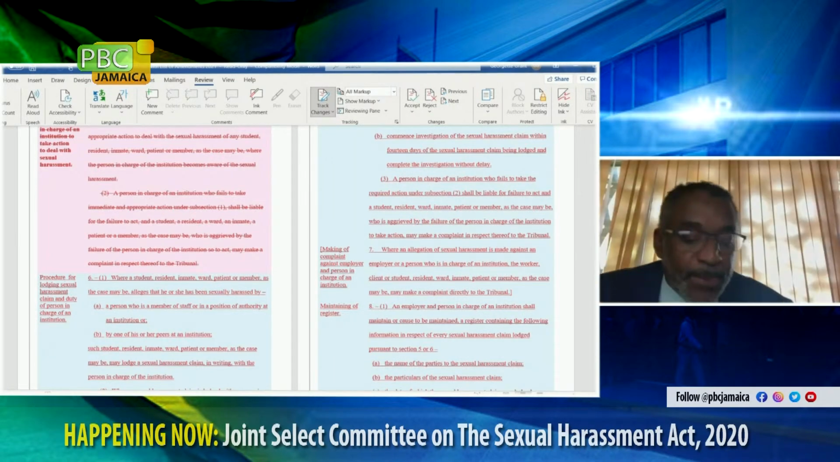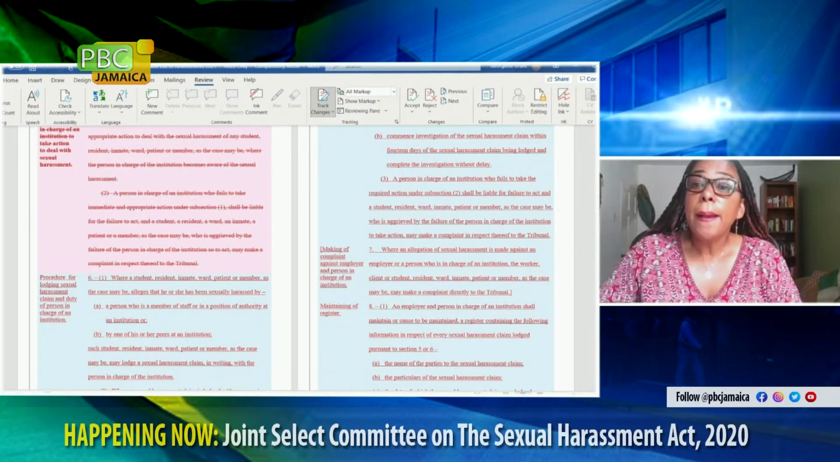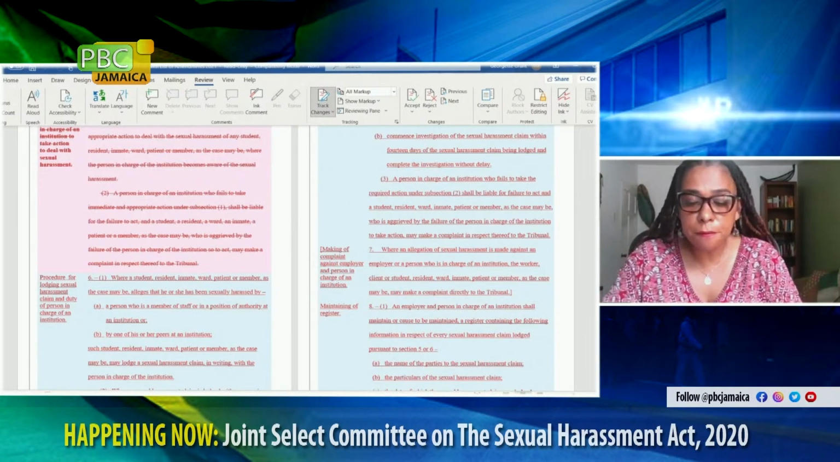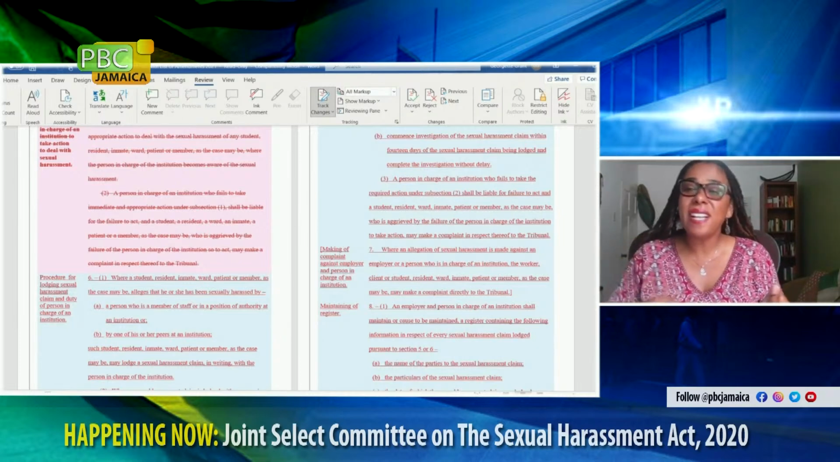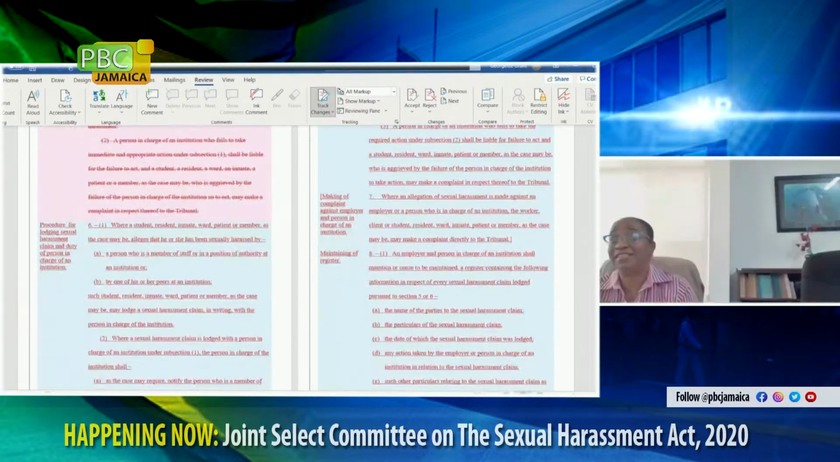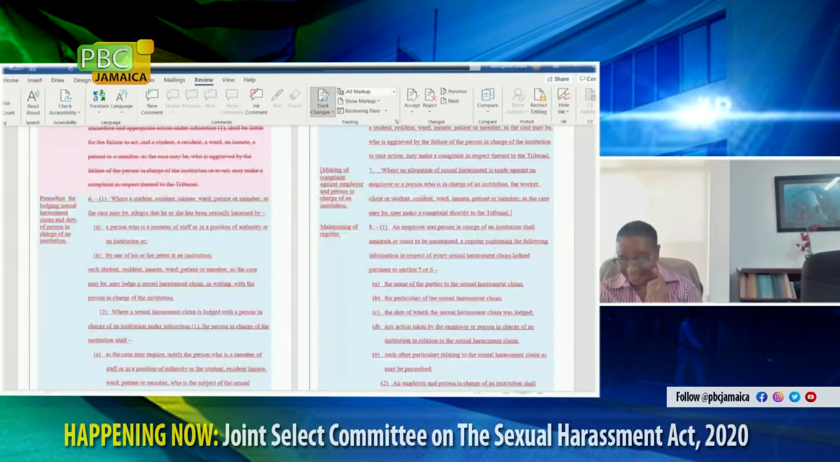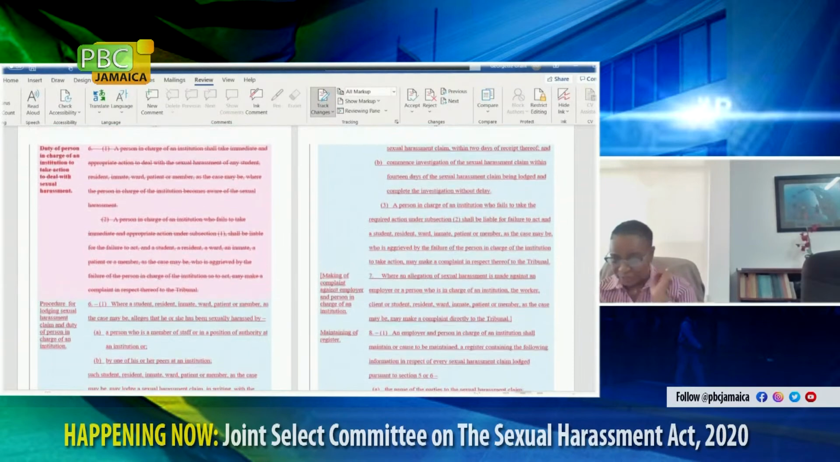Right. Mr. Chair, I have a question. Yes. What happens under 2 of that section, where a sexual harassment claim is lodged with a person in charge of an institution, if the claim is against the person in charge of the institution? I'm so glad you raised that, Senator Rodriguez, because that was one of the amendments that I had to insert when I was redrafting, that we didn't think of at committee stage. So it is now inserted.